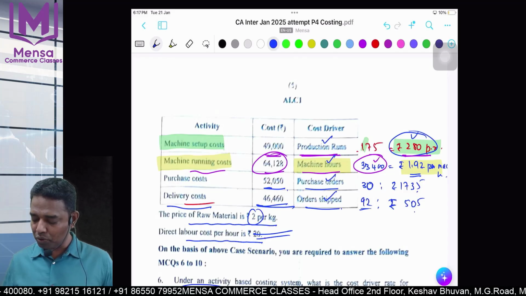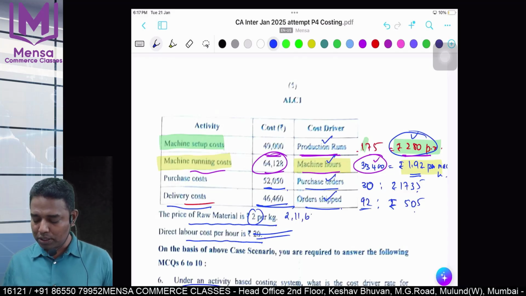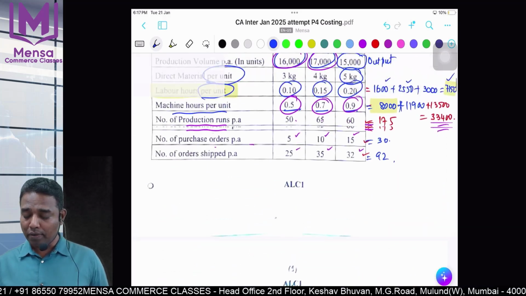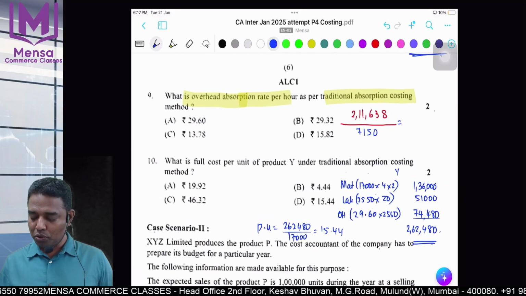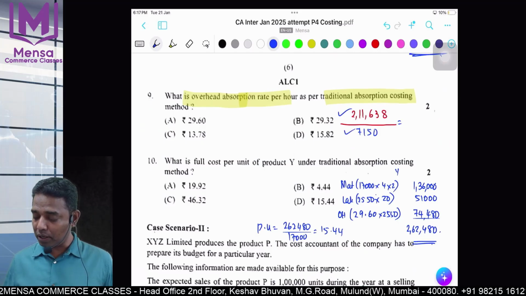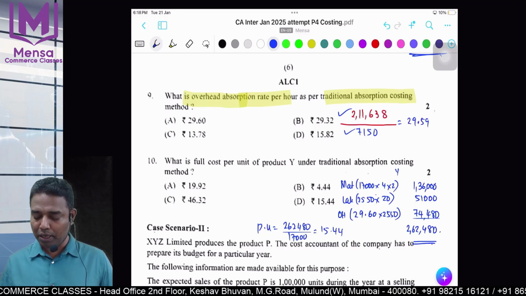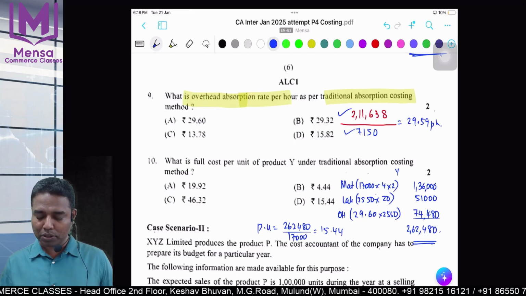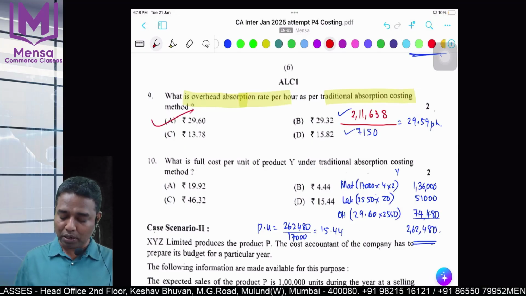49,000 plus 64,128 plus 52,050 plus 46,460, that is 2,11,638, which is the total overheads, divided by the labor hours of 7150. So 2,11,638 divided by 7150 will come to 29.59 rupees per labor hour. That's approximately 29.6 rupees per labor hour.